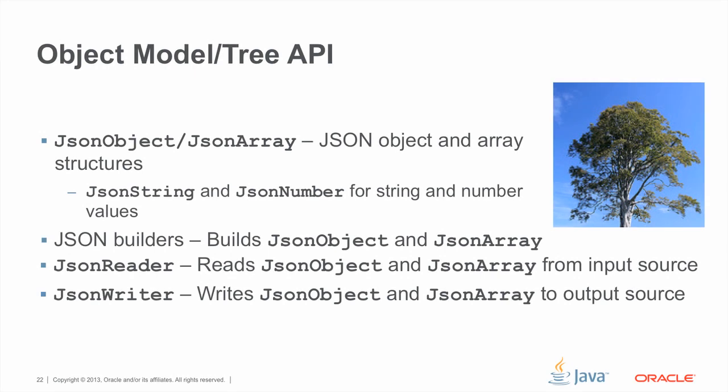So let's go to the next, the object model API. As I said, some people also call this a tree API. Primarily, the complete JSON is built inside the memory. So the primary abstractions in the object model API are JSON object and JSON array. Here, the object structure is represented in JSON object. Similarly, the array structure is represented in JSON array. And we have builders to build this JSON object and JSON array.